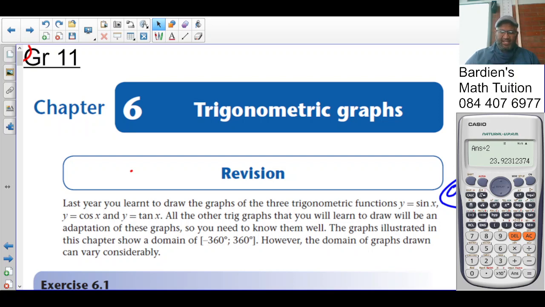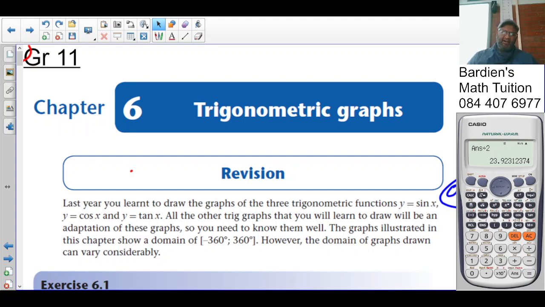We just had this discussion with regards to the shifting of the graph. Did I ask you to do number 2? The first column. Here you have y is equal to sine x plus 90. The sine graph, you draw that first, and you shift it 90 degrees to the left. Sine of x plus 30, what happens to that graph? It moves 30 degrees to the left.